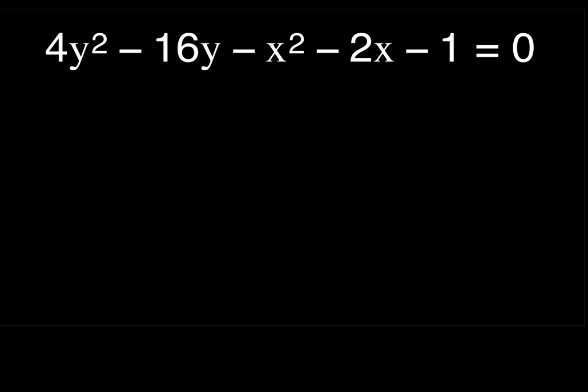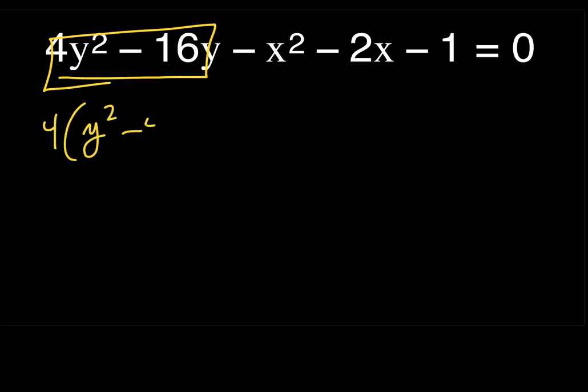And we start by doing the same thing. Let's look at this. I need to first factor the 4 out of them. Y squared minus 4y plus something.